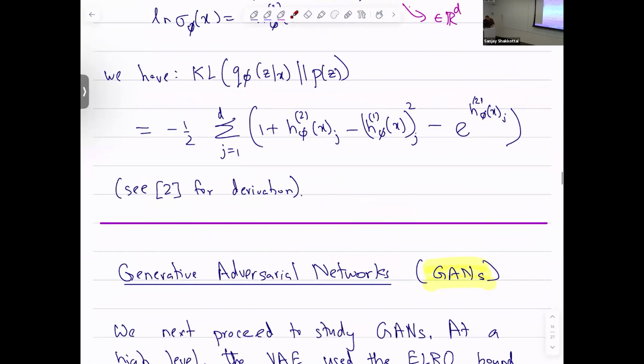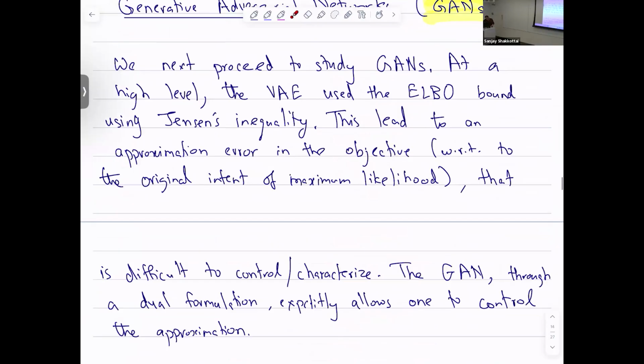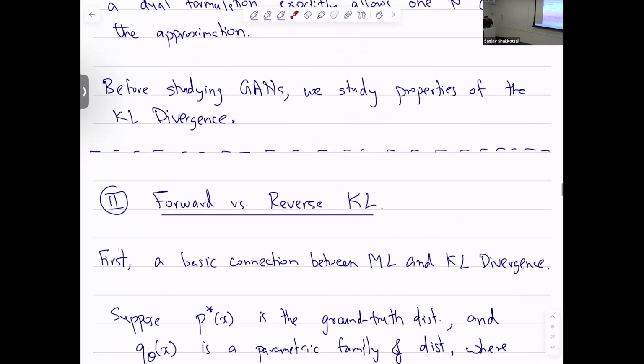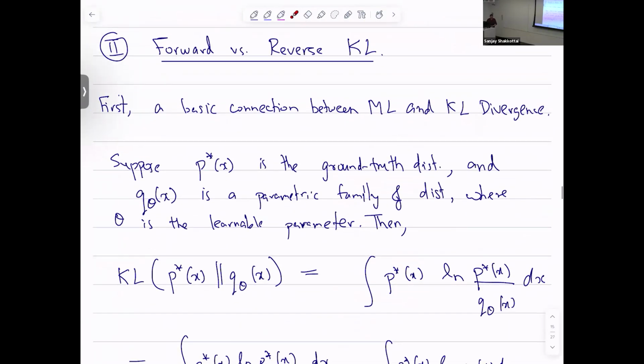Okay, so now let's switch from VAEs to GANs. The goal is we want to control this Jensen gap in some manner. Let us see whether we can do this by also being maximum likelihood in some sense or closer to that. But before I do that, I want to talk about some intuition on the KL divergence. I want to talk about the forward and the reverse KL divergences.